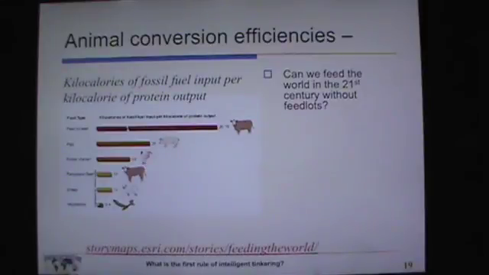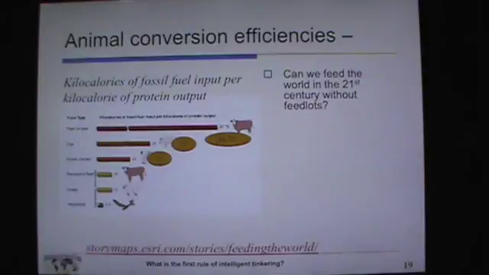These are kilocalories of fossil fuel input per kilocalorie of protein output. And that top thing there is a feedlot beef cow. On the bottom are the vegetables. Feedlot beef cow takes, this is how much energy it takes. Fossil fuel input, 20 to 78 kilocalories of fossil fuel to get out 1 kilocalorie of protein. For pigs, it's 35. Chickens, 22.